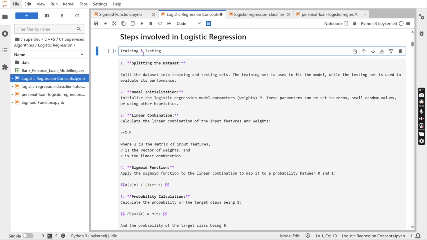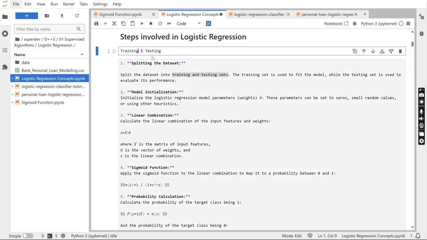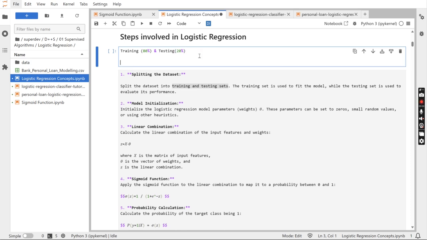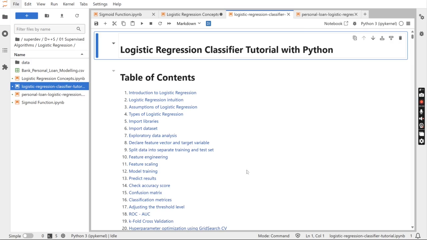In training, first you will split the data set. 80% of the data you will take as the training data set, and 20% of the data set you will take as the testing data set. Now, for this 80% of the data, see, in the equation y is equal to mx plus c, you already know y is nothing but whether it is 1 or 0, right? So let's just say this.